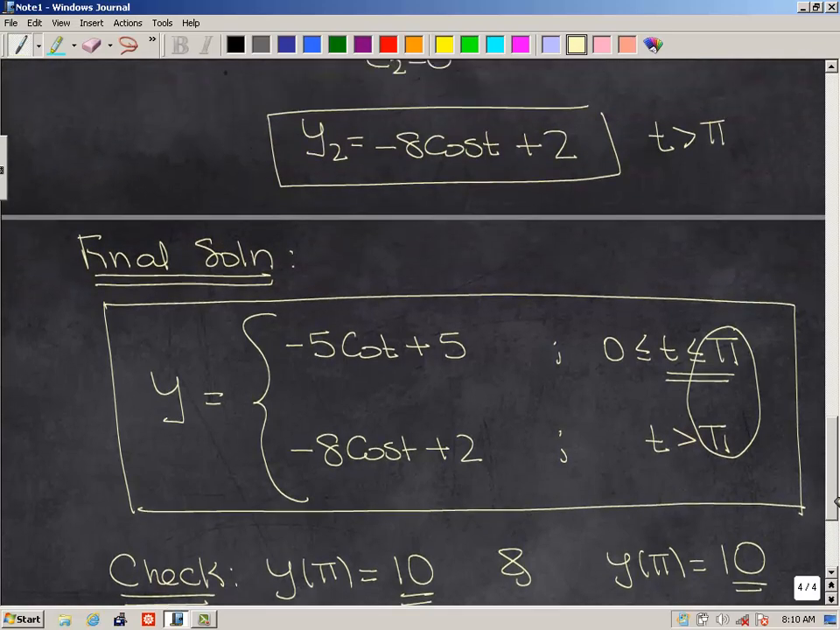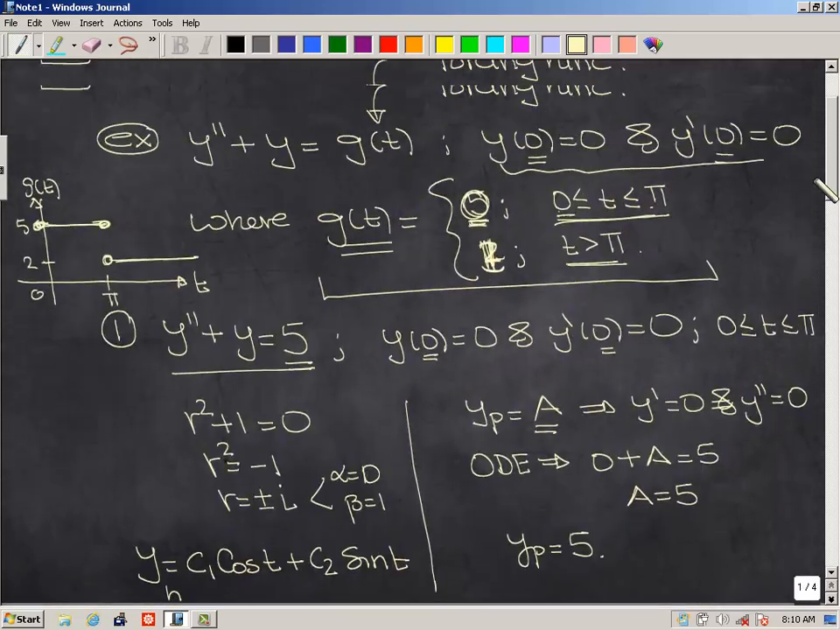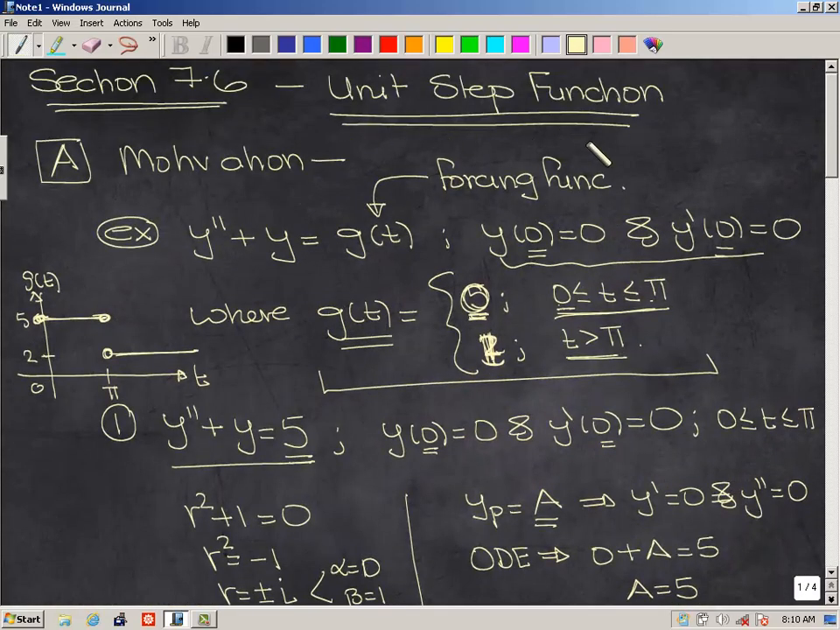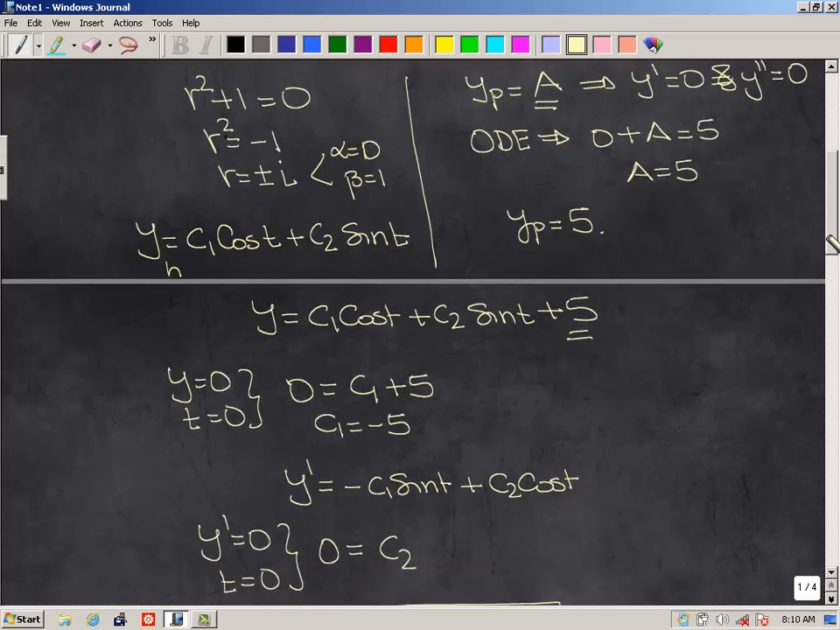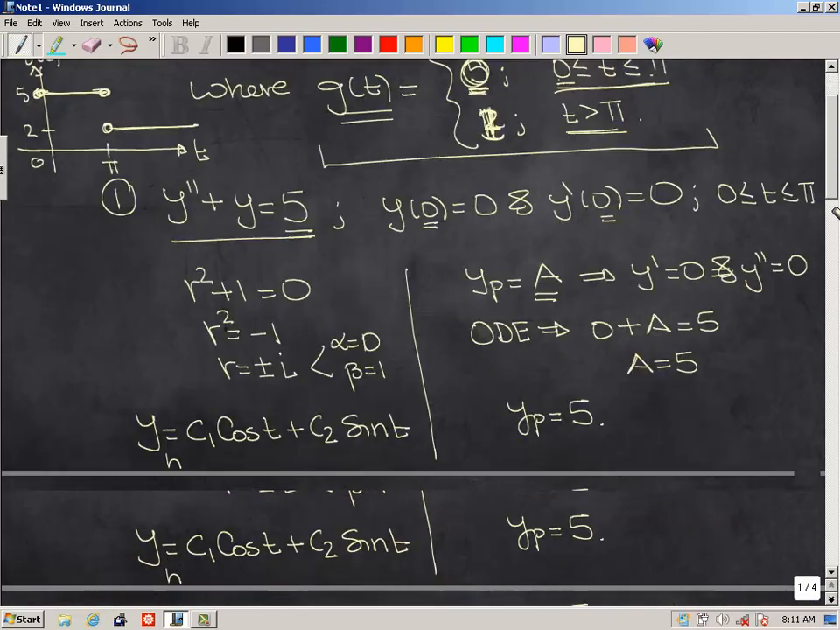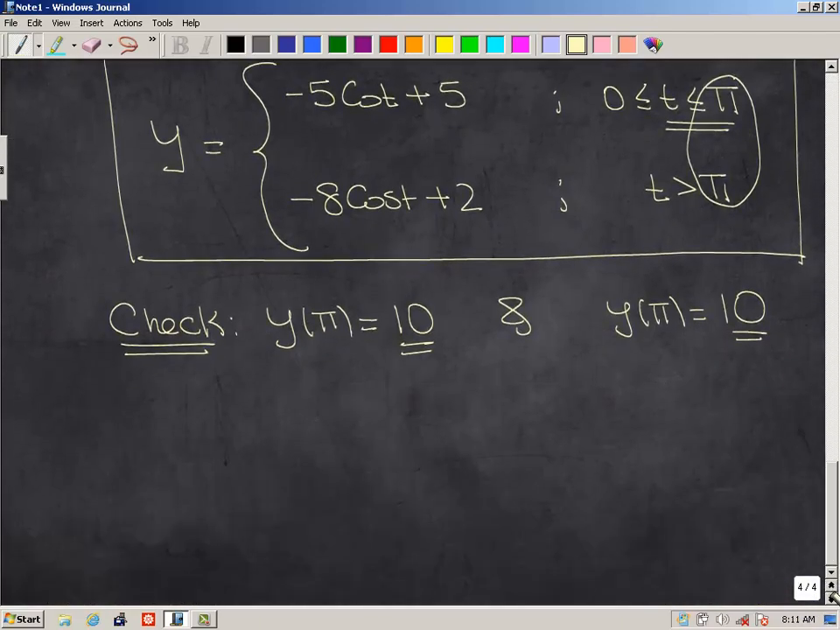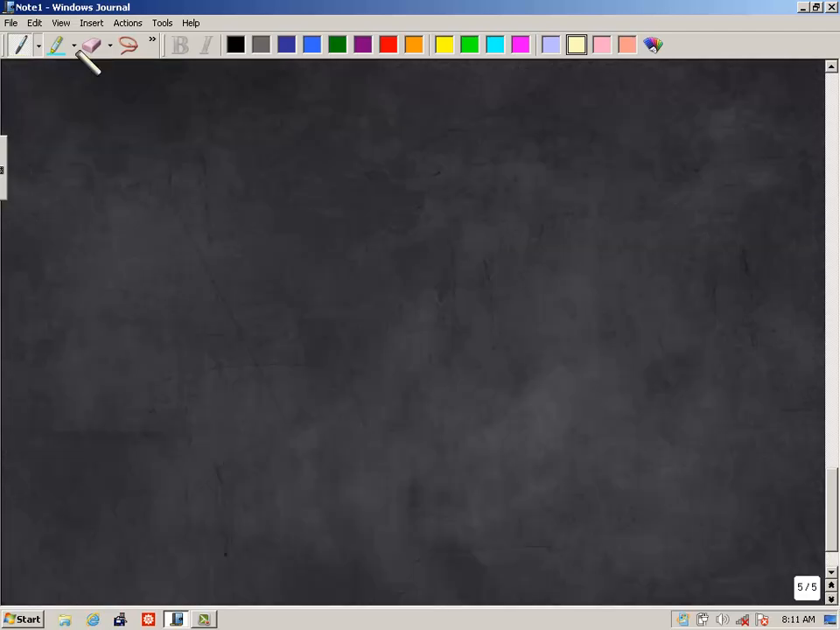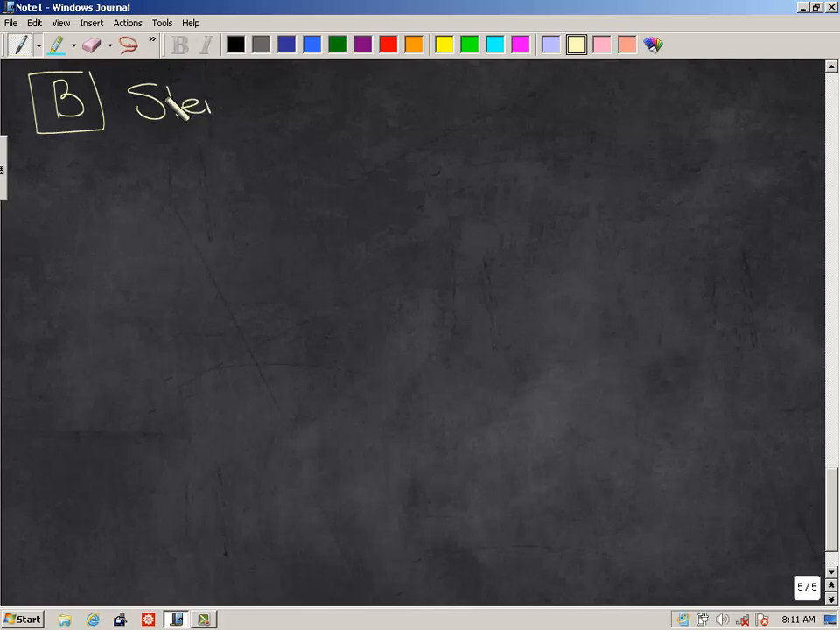So I hope I have motivated you why we need to study Laplace transforms and step functions, because we do not want to do problems using this technique because it's fairly tedious, okay? So before we can actually learn how to use Laplace transforms and step functions to solve ODEs with discontinuous forcing functions, let's learn a little bit about the step function, the unit step function.